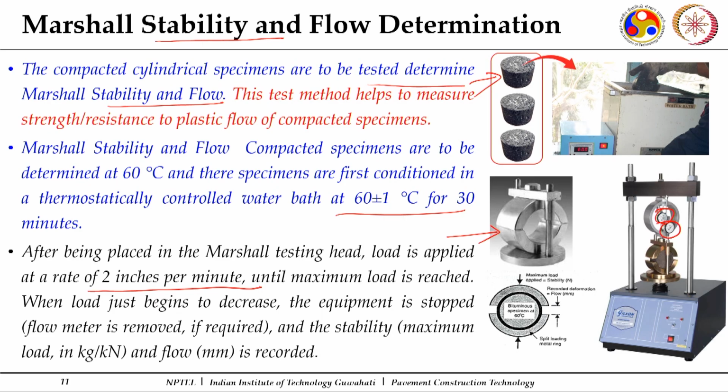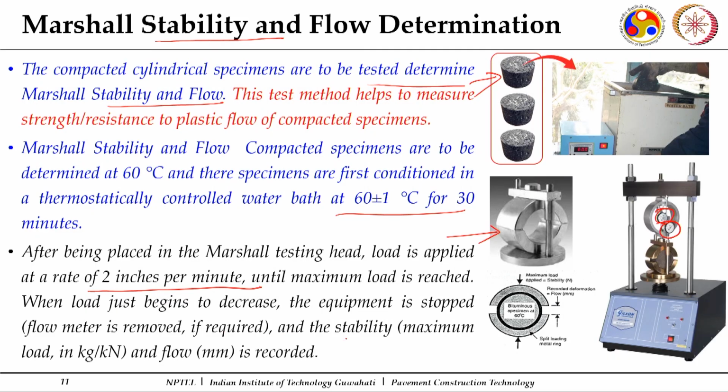The maximum load is reached, and then the load starts decreasing. We are going to note down the maximum load which is taken by the specimen, and the corresponding flow or deformation which has taken place in the specimen. So, the stability is the maximum load, and the corresponding amount of deformation is the flow. These two are to be recorded from this particular test.